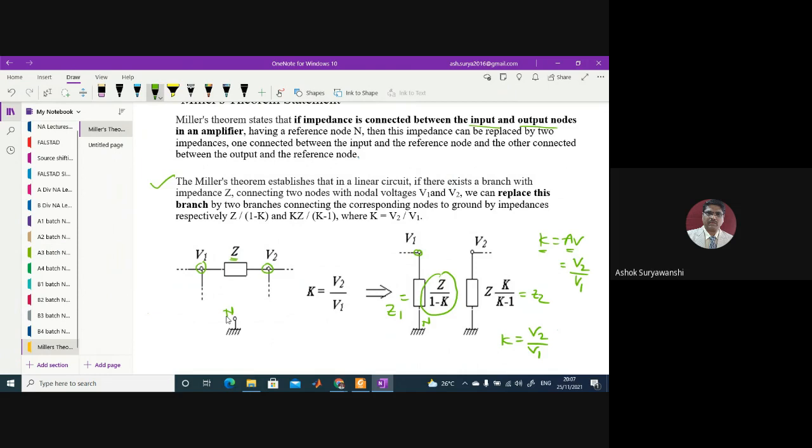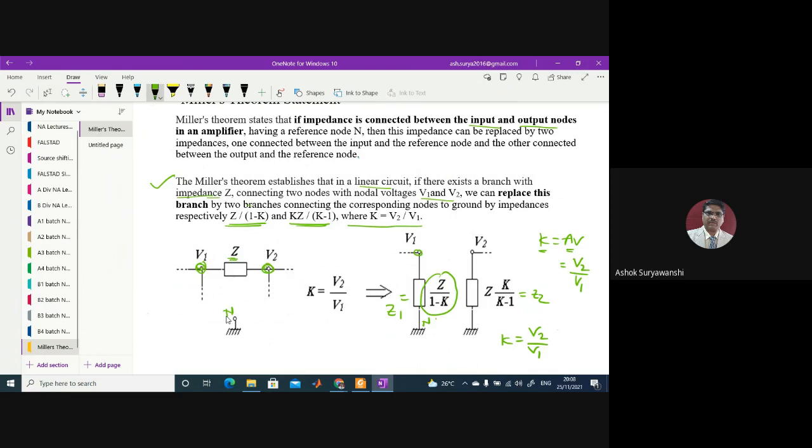Miller's theorem establishes that in a linear circuit, if there is a branch having impedance Z connecting two nodes with nodal voltages V1 and V2, where V1 is the input node and, always keep in mind, V2 is the output node, then we can replace this branch by two branches connecting the corresponding nodes, V1 and V2, to ground by impedances Z upon 1 minus K and Z into K upon K minus 1 respectively, where K is the voltage gain of that circuit, V2 by V1.